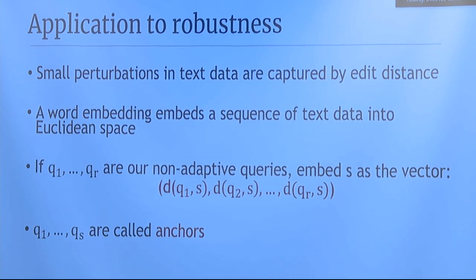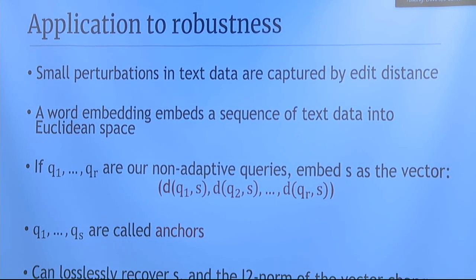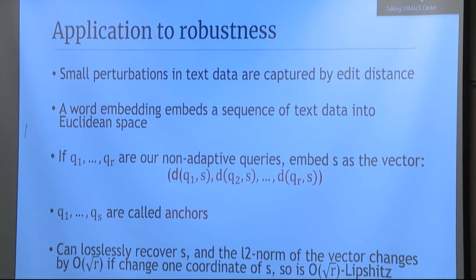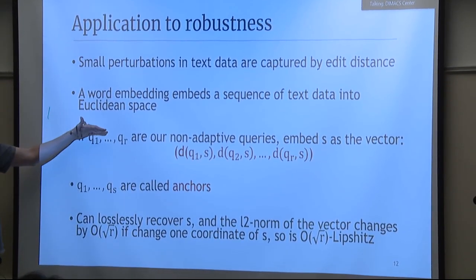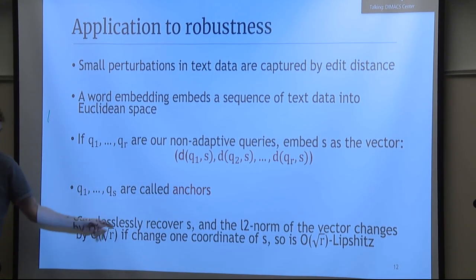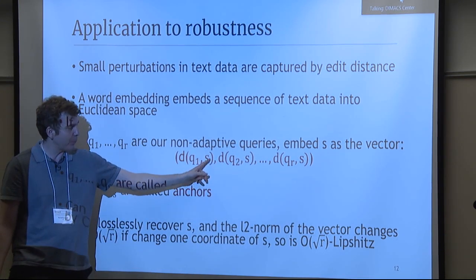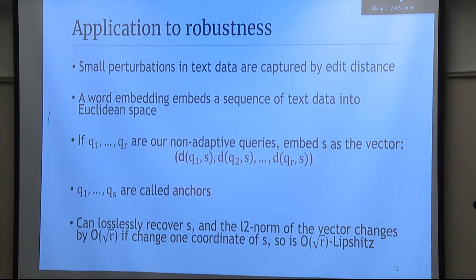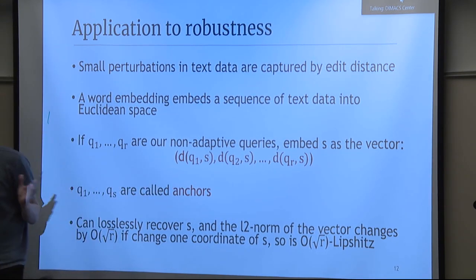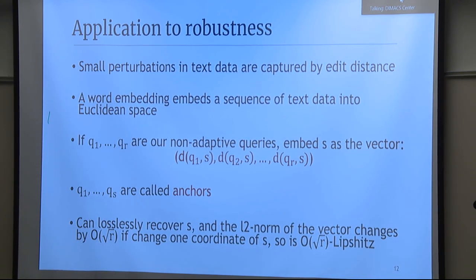And this embedding has some nice properties. I'm not going to get into the implications of them, but you can see, because this is a correct non-adaptive scheme, that we losslessly encode S with this mapping. It also has the property that if you change S by one coordinate, then the L2 norm of this vector doesn't change so much. It changes by order square root R, where R is the number of coordinates here. So it has a Lipschitz property, which is also useful in the applications. So I think non-adaptivity is important.